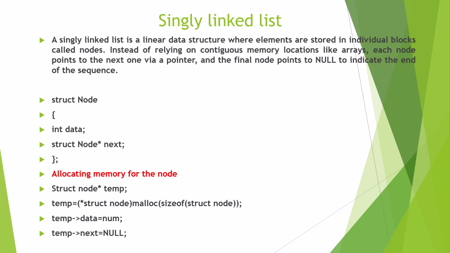So we are creating a node called temp, and for that node we are allocating space in the memory system. And in that node we have two fields, the data field and the next field. In the data field we have to fill the data called num, and in the next field we have to fill the null pointer.